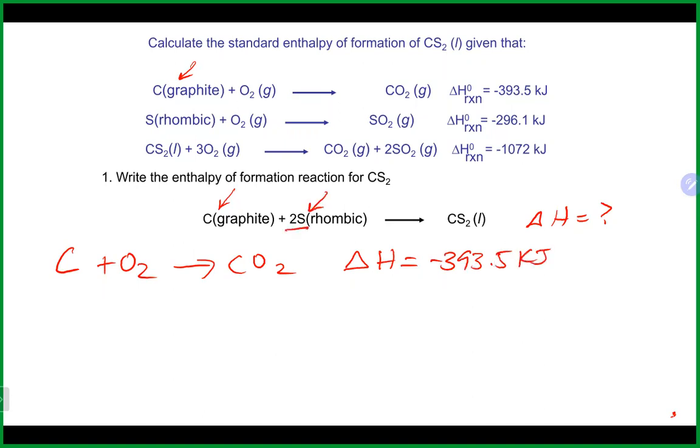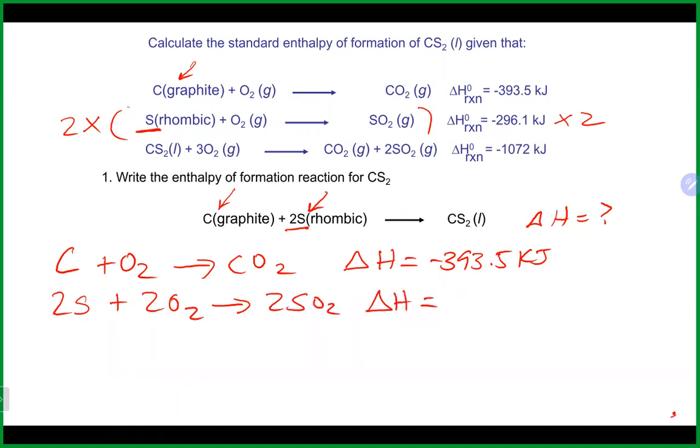I'm then going to go to my next guy. I need sulfur on the left, which it is. But here I do need 2 of them, but I only have 1. So that is going to require me to multiply that entire equation by 2. And because of that, I will also need to multiply the delta H value by 2 as well. That will give me 2 sulfurs plus 2 oxygens, gives me 2 SO2.